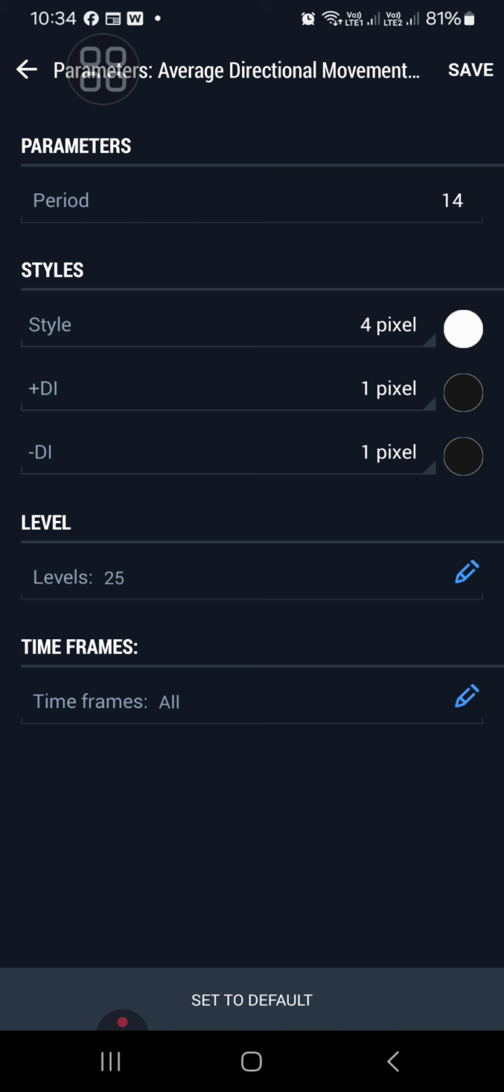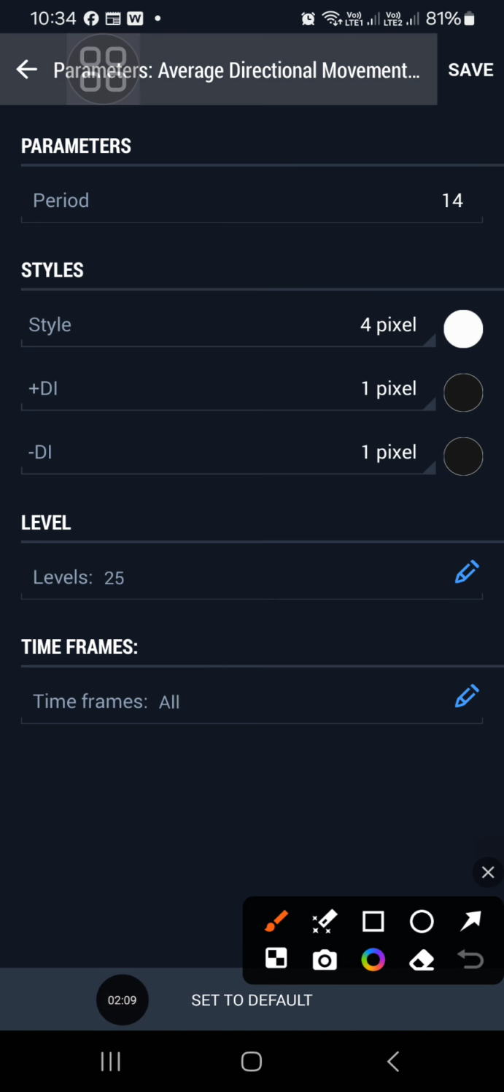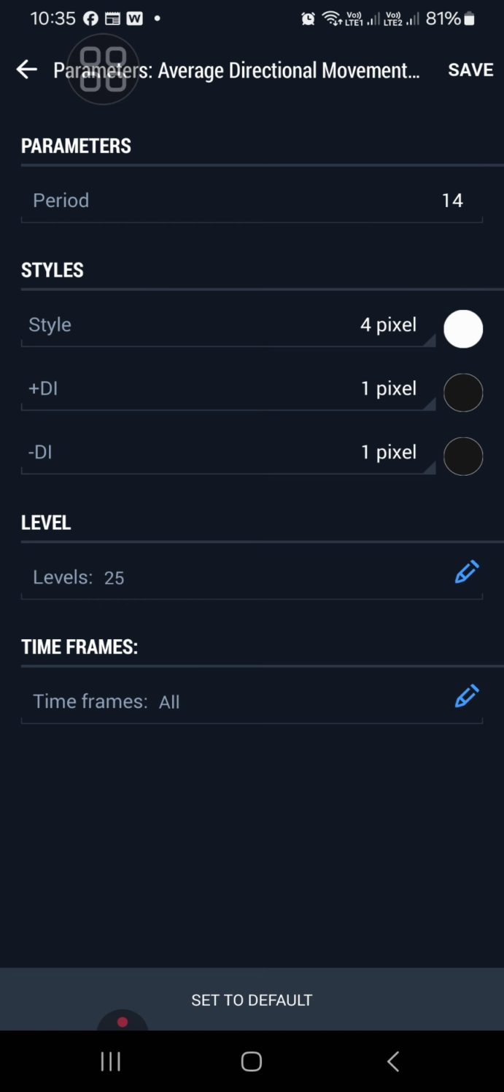It will have a period of 14. Then the style is gonna be white, and the plus D and the minus D are gonna have the color black. Just make sure that you insert the color of your background for these two. We are more interested in the style, this one. Then you need to come here where we have levels.